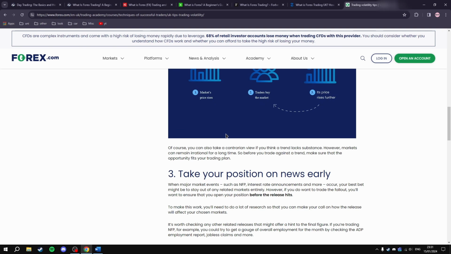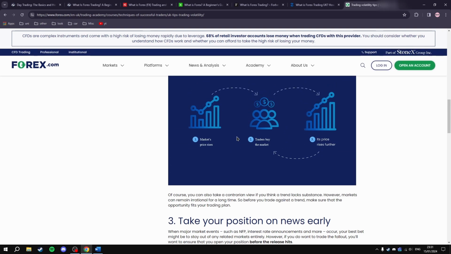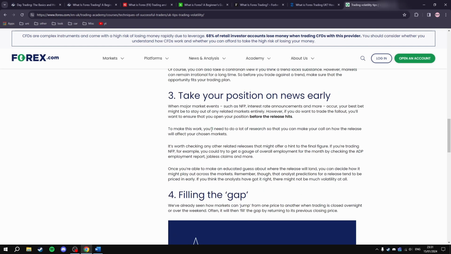Of course, you can also take a contrarian view if you think a trend lacks substance. However, markets can remain irrational for a long time, so before you trade against the trend, make sure the opportunity fits your trading plan. Take your position on news early. When major market events such as NFP, interest rate announcements and more occur, your best bet might be to stay out of any related markets entirely. However, if you do want to trade the fallout, you'll want to ensure you open your position before the release hits.